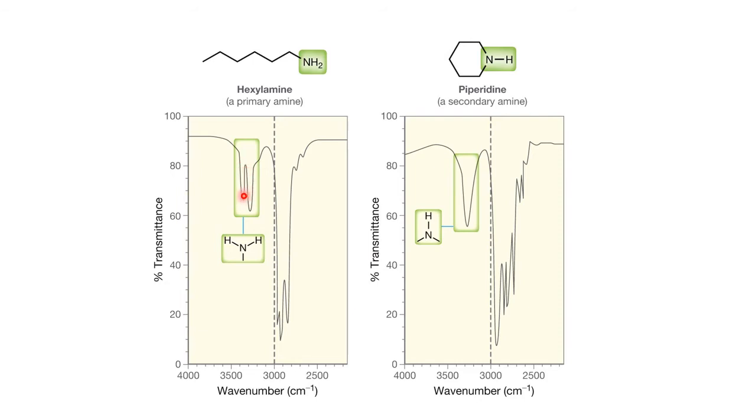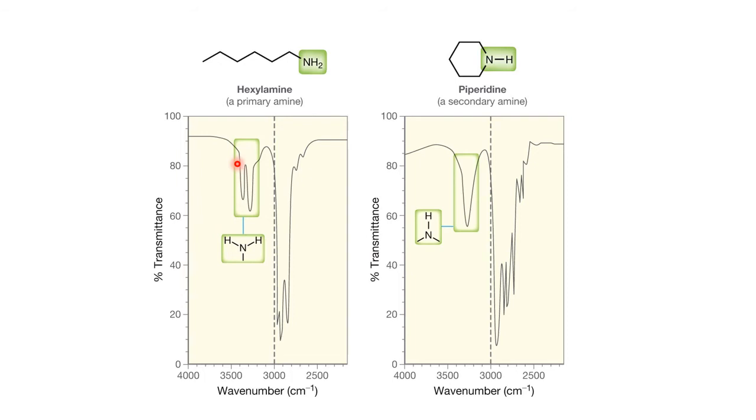Now for a primary amine, since we have 2 bonds to 2 H's, we're actually going to see 2 peaks in the 3300 range. Okay, so 2 peaks for 2 NH bonds. For a secondary amine, where we have 1 NH bond, it's going to be 1 peak in that 3300 range. Okay, so it comes up in around the same range as the alcohols, the OH bonds, but with the alcohol we see that broad, strong peak.